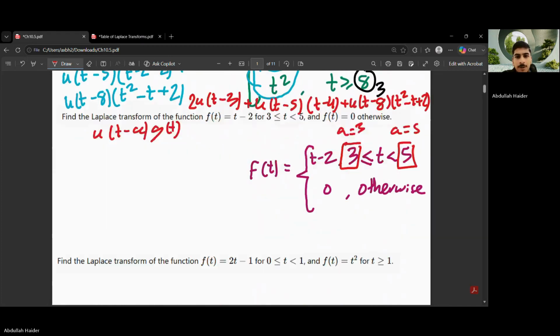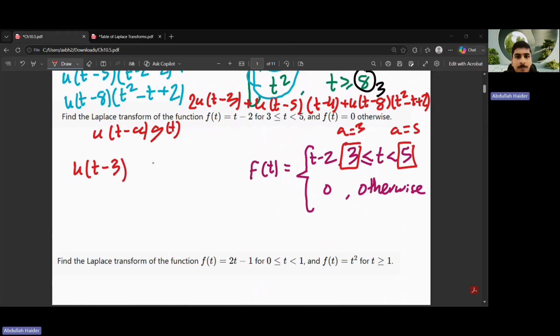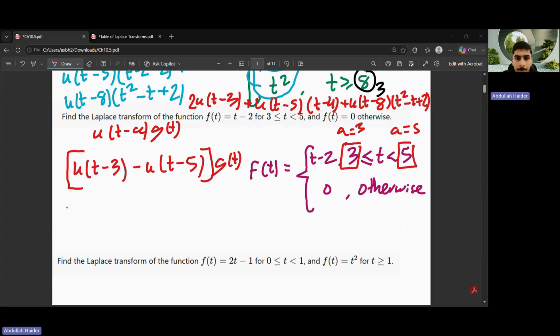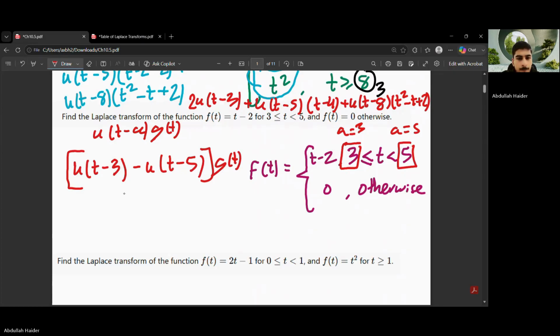And you start off by doing this: u(t minus 3) minus u(t minus 5), and you multiply the whole thing by your g of t. So in this case, your expression would be, instead of g of t, just write t minus 2, to be honest.